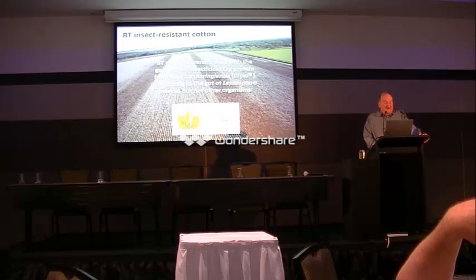So you can see in the picture below, on the left, a Bt cotton leaf which has been completely immune to attack. On the right, a control leaf which has been decimated by the grubs.